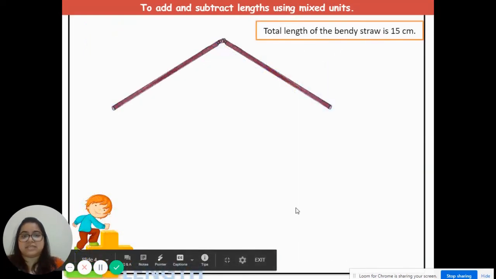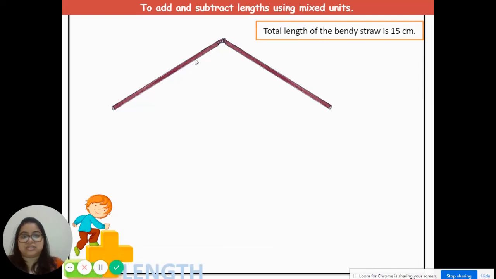Now here we have a question. The total length of the bendy straw, this straw, is 15 centimeters. One side is 8 centimeters. So what is the length of the other side?